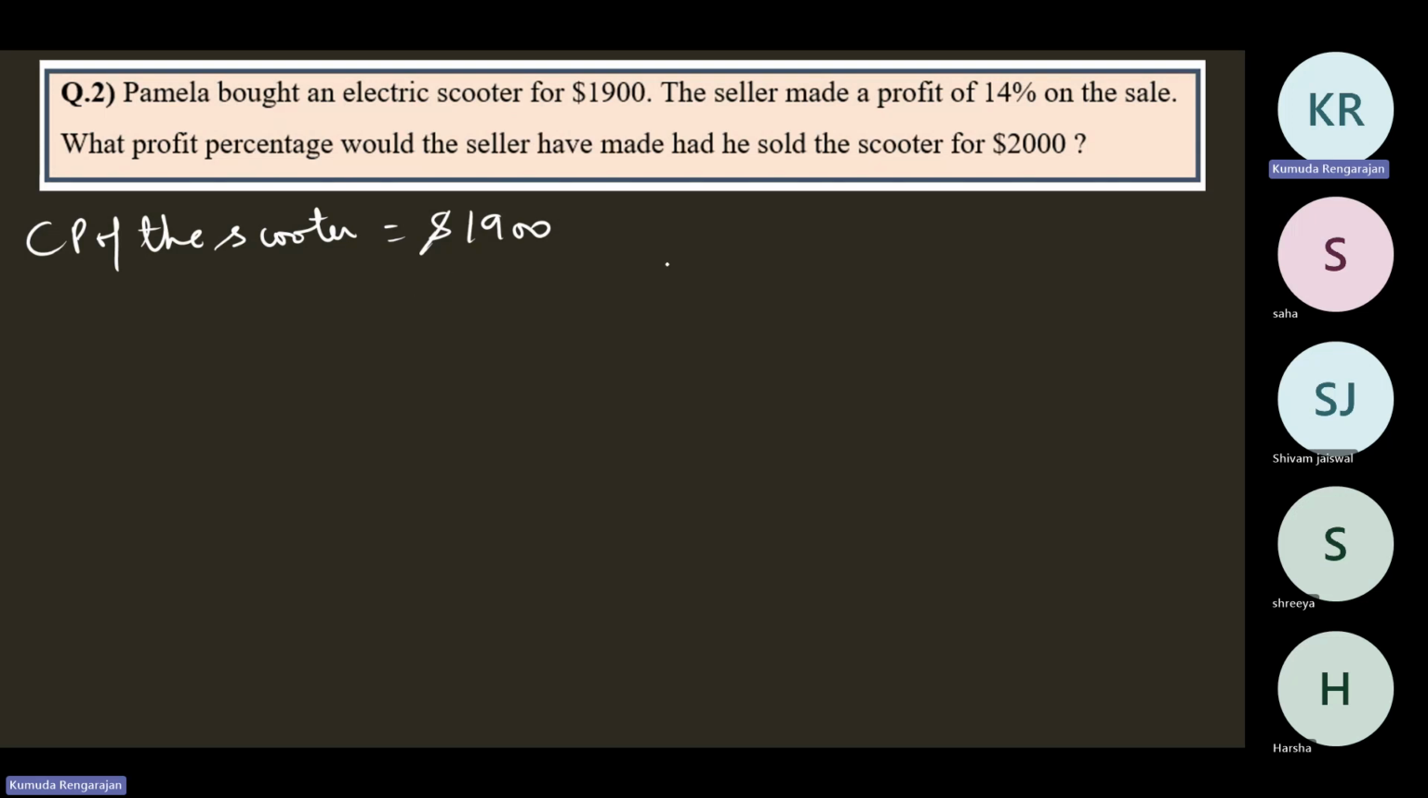So we cannot use somebody's cost price with somebody else's profit. If it is for the seller, you must use the seller's, meaning the two pieces of information should be related to that person. 1,900 is the cost price for Pamela, but 14% is the profit percent made by the seller. So you must write both in terms of the seller. So the selling price of the scooter for the seller is equal to $1,900. And the profit the seller makes is 14%.